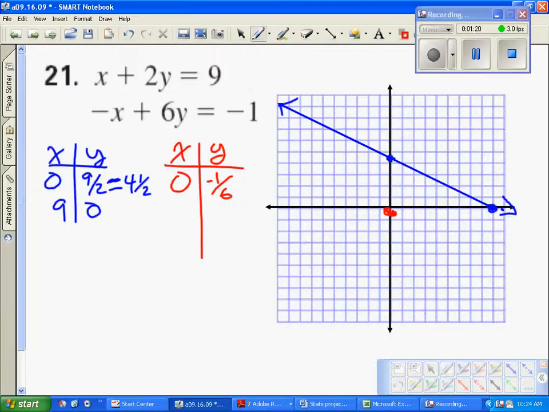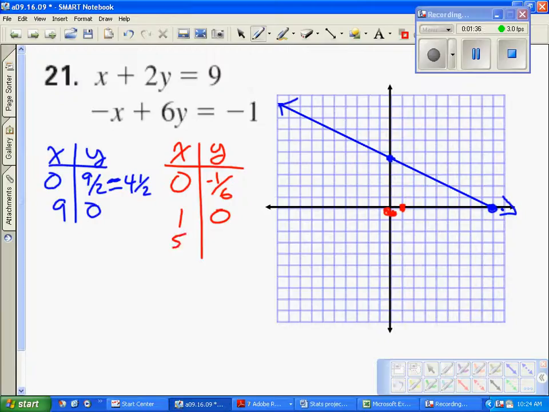Then cover up y and solve for x. If y is 0, x is 1. Those points are pretty close together. You're going to have to plot another point. I'm going to suggest you plot a point out there at, say, 4 or 5.